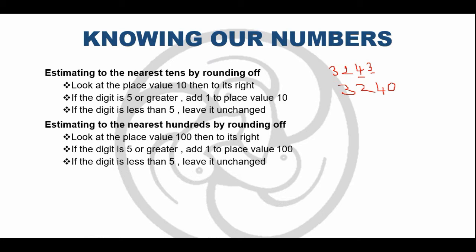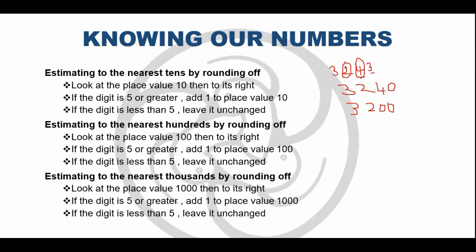Estimation to the nearest 100 by rounding off. What is in the 100 position? The 100 position is 2. Now you are rounding to the 100 position, so you have to see the right side number. What is the right side number? It is 4. If the number is 5 or less than 5, you write the number as it is. So that is 3,200. The nearest 100 to the number is 3,200.